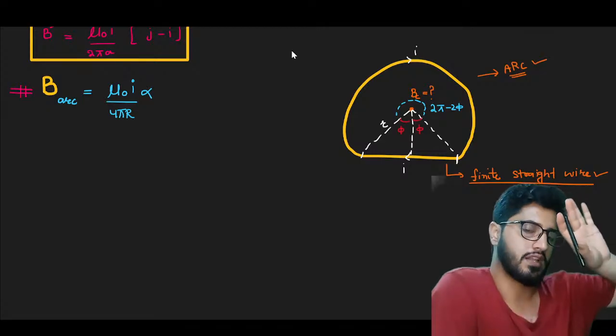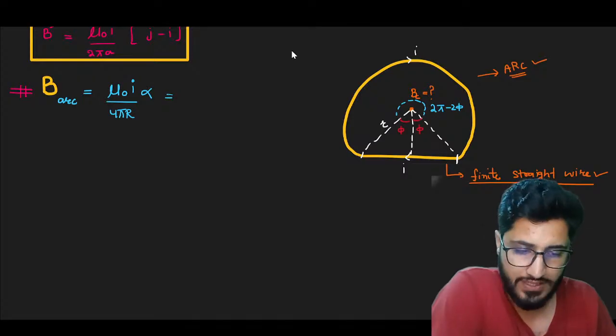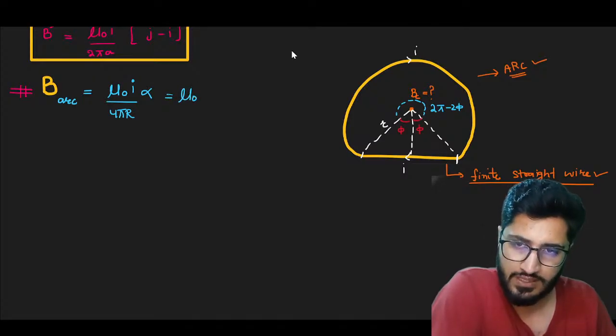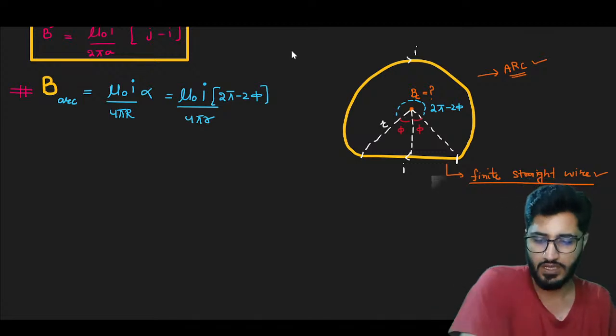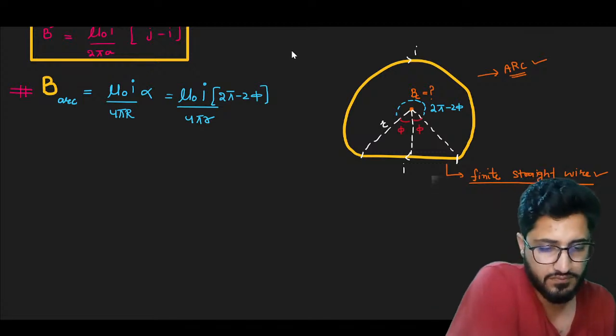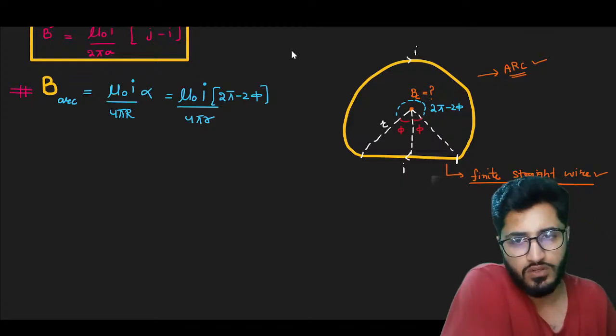And you can take the right hand. It is inward. So I can write now, mu naught I, and alpha is 2 pi minus 2 phi, divided by 4 pi, and radius is given as r. Done. So it is inward. So cross means inward.